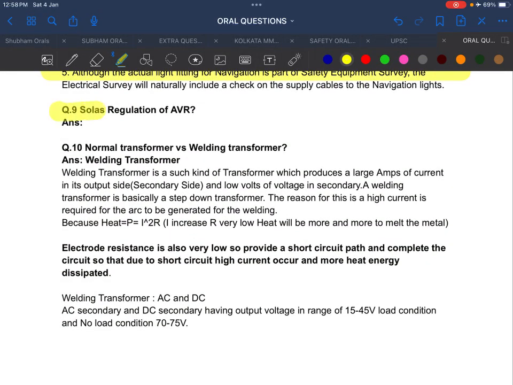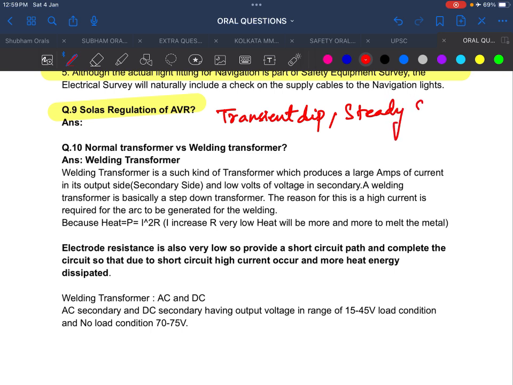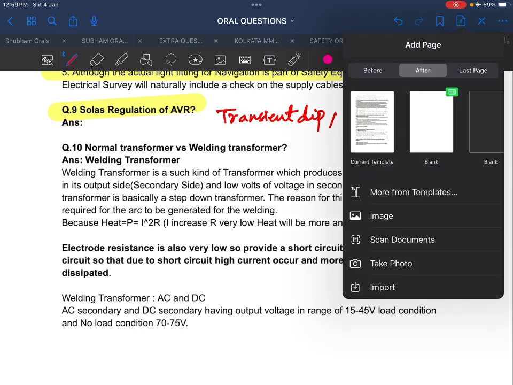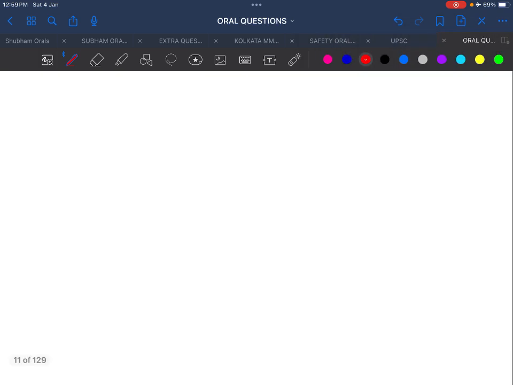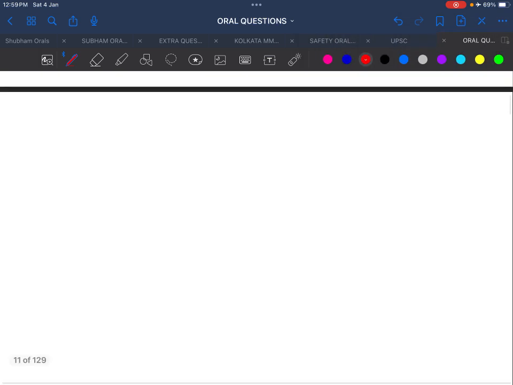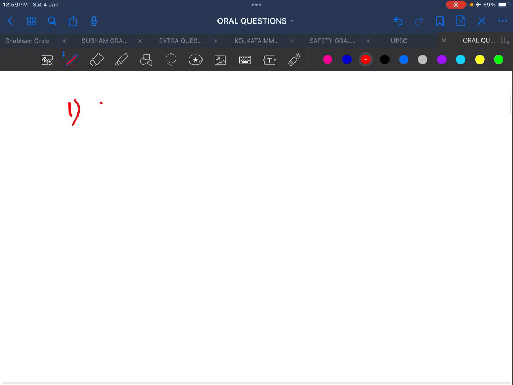And the next question is the SOLAS regulation of the AVR. There is a transient dip and a steady state dip. Basically you have to understand these two concepts first. So I will tell you the SOLAS regulation then. First, the transient dip.